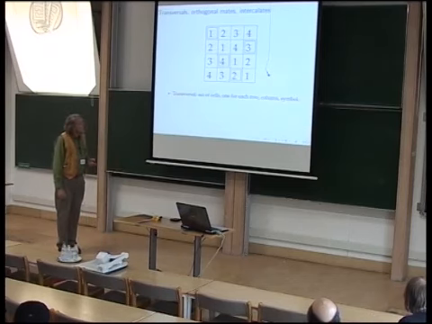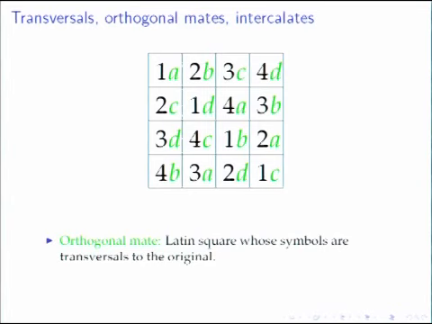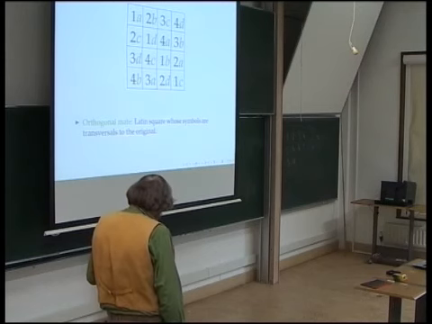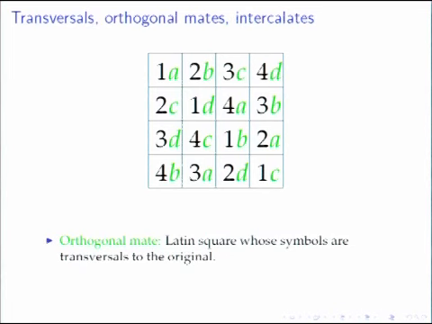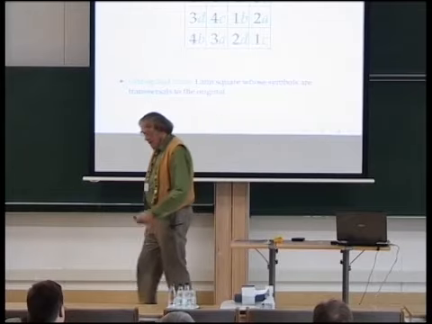And an orthogonal mate is another Latin square, which, when you superimpose it like that, each pair of symbols occurs precisely once. So if you choose a number, let's say 3, and choose a letter, let's say B, there should be exactly one cell in which 3B occurs, and there it is over on the right, and similarly for any other combination. So how many orthogonal mates does a typical Latin square have?